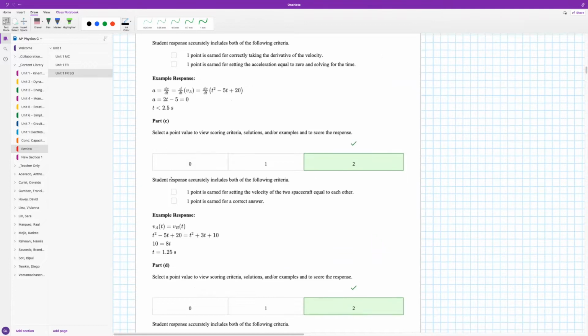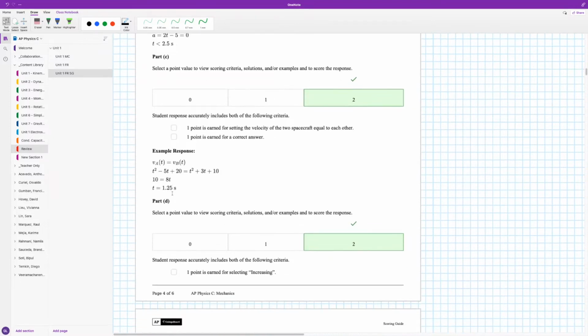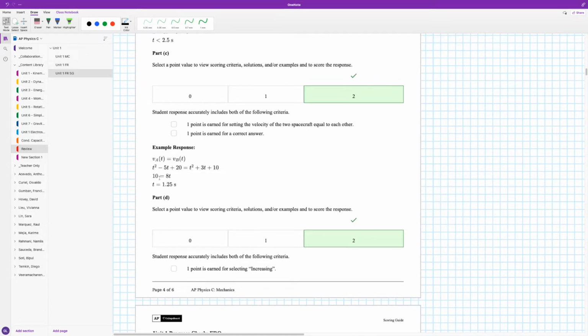So the next part. Again, 1 point is earned for setting the velocity of the two spacecraft equal to each other, and then 1 point is earned for the correct answer. So a nice quick 2-pointer. And they did the same work we did, and that's 1.25.